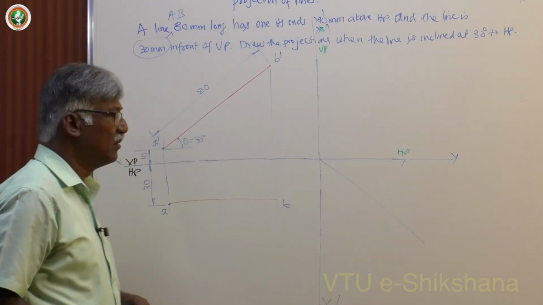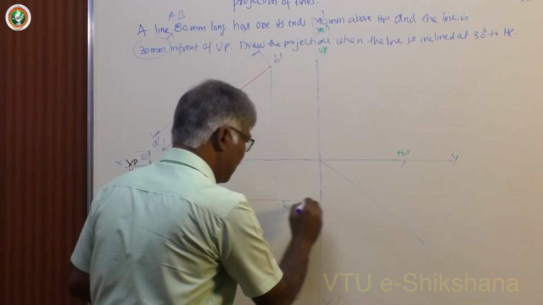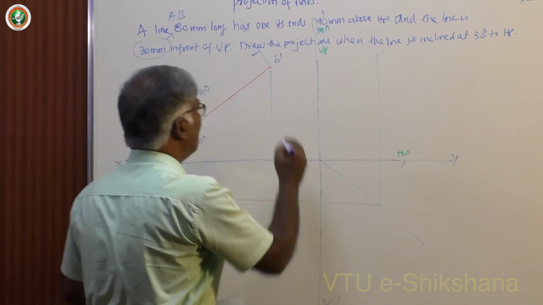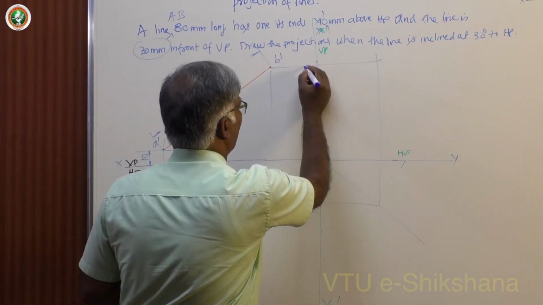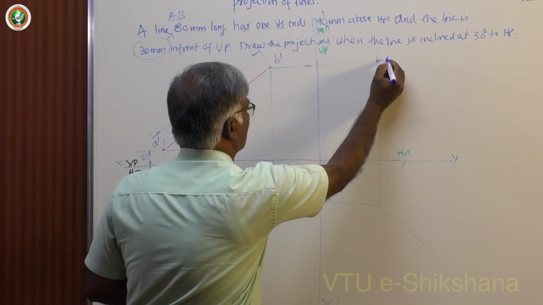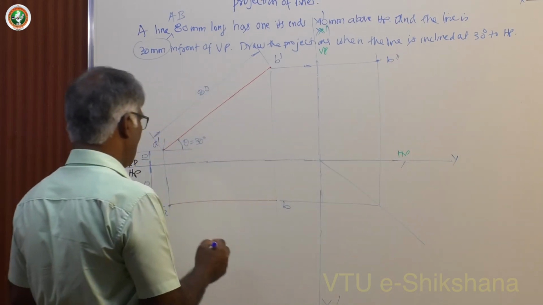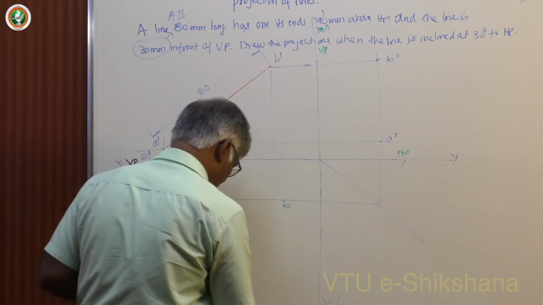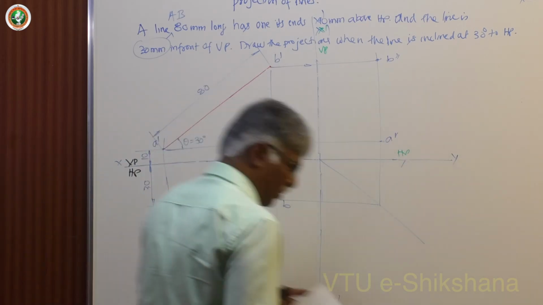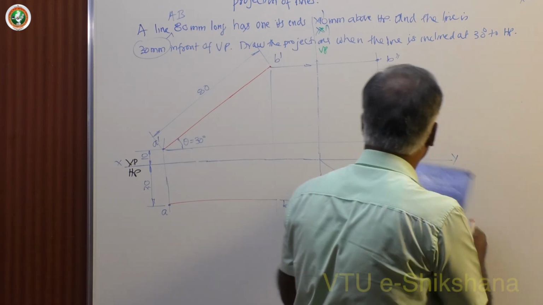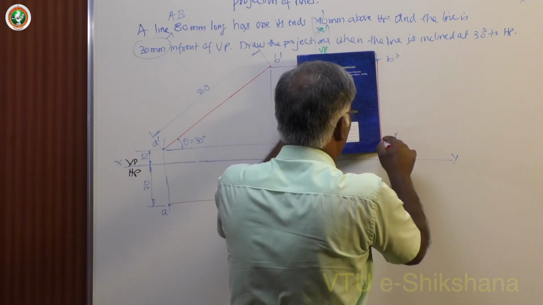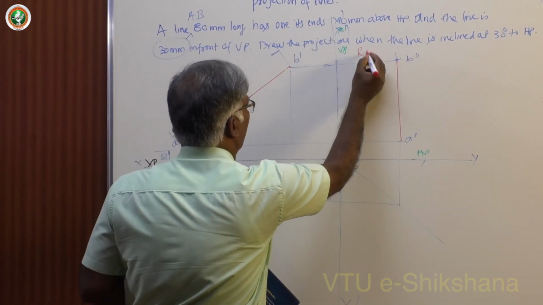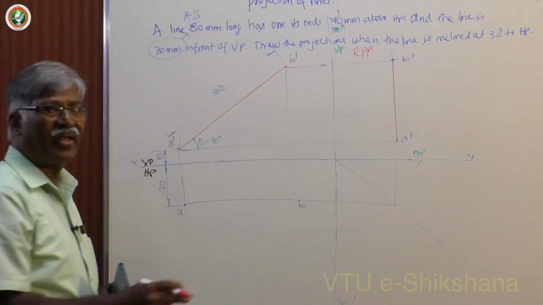Then project AB up to the 45-degree line only, and then project this up. Then project B directly towards RPP. This is B double dash, and this one is A double dash. Finally, you join this. So this gets you the side view on RPP. This is RPP area. This is the left view on the right plane.